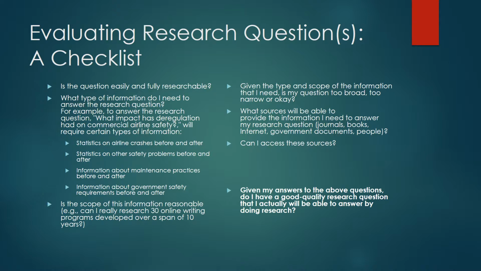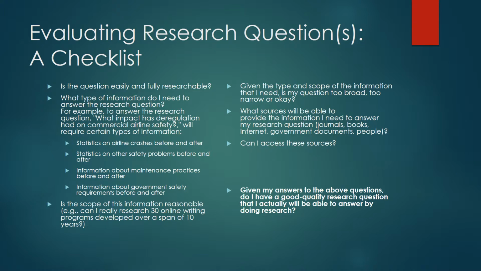The third question, is the scope of this information reasonable? So for example, can I really research 30 online writing programs developed over a span of 10 years? That's a pretty big undertaking. Fourth, given the type and scope of the information that I need, is my question too broad or too narrow or just right?